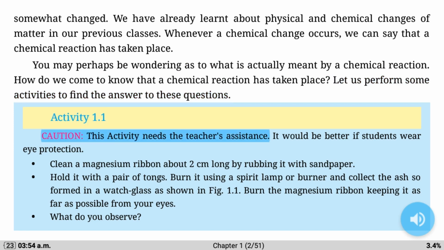Activity 1.1. Caution: this activity needs the teacher's assistance. It would be better if students wear eye protection. Clean a magnesium ribbon about 2 cm long by rubbing it with sandpaper. Hold it with a pair of tongs. Burn it using a spirit lamp or burner and collect the ash so formed in a watch glass, as shown in Fig. 1.1. Burn the magnesium ribbon, keeping it as far as possible from your eyes.